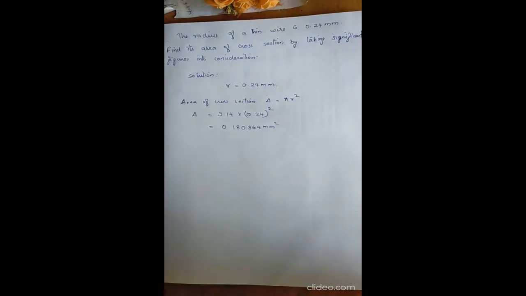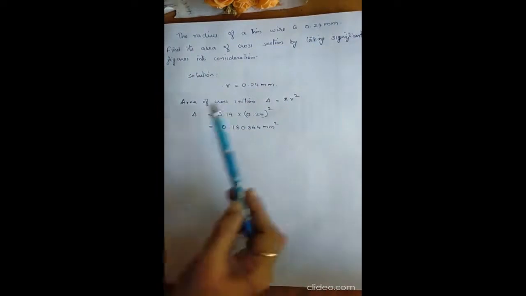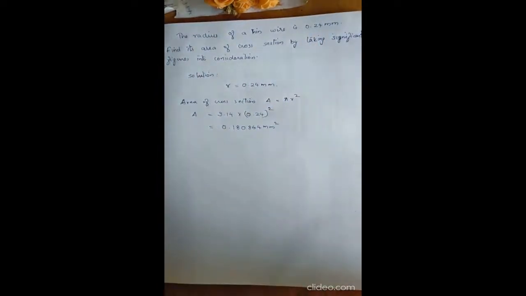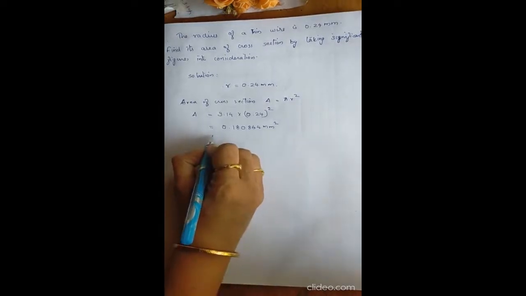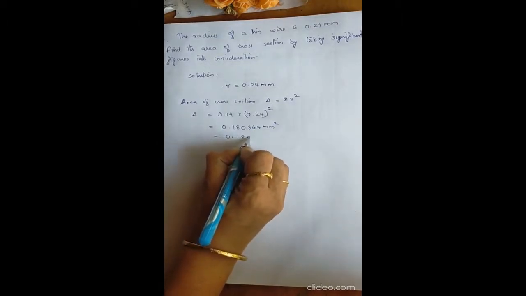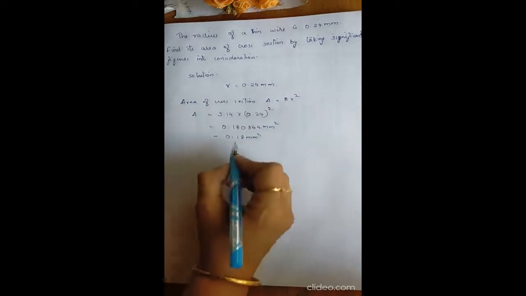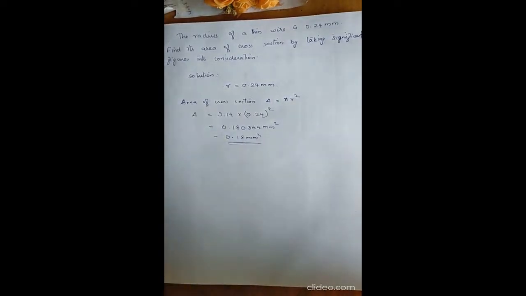ഓക്കെ, ഇവിടെ നിങ്ങൾക്ക് ശ്രദ്ധിച്ചാൽ മനസ്സിലാകും തന്നിരിക്കുന്ന ക്വസ്റ്റ്യനിൽ രണ്ട് സിഗ്നിഫിക്കൻറ്റ് ഫിഗേഴ്സാണ് ഉള്ളത്, 2 and 4. അതുകൊണ്ട് തന്നെ നമ്മുടെ ആൻസറും രണ്ട് സിഗ്നിഫിക്കൻറ്റ് ഫിഗേഴ്സിൽ മാത്രമേ എഴുതാൻ പാടുള്ളൂ. സോ we will get the answer 0.18 millimeter square. Since there are only two significant figures in the radius, the area must be in two significant figures, that is equal to 0.18 millimeter square.